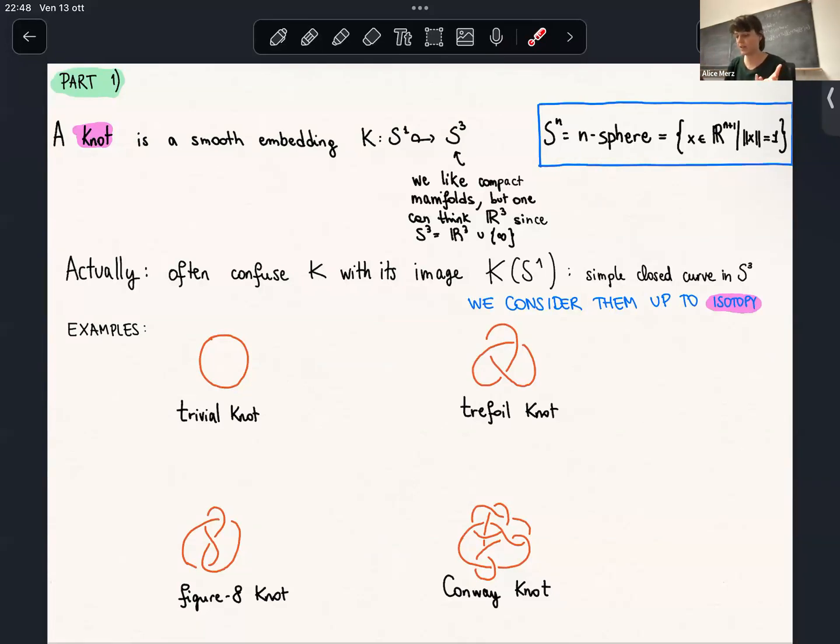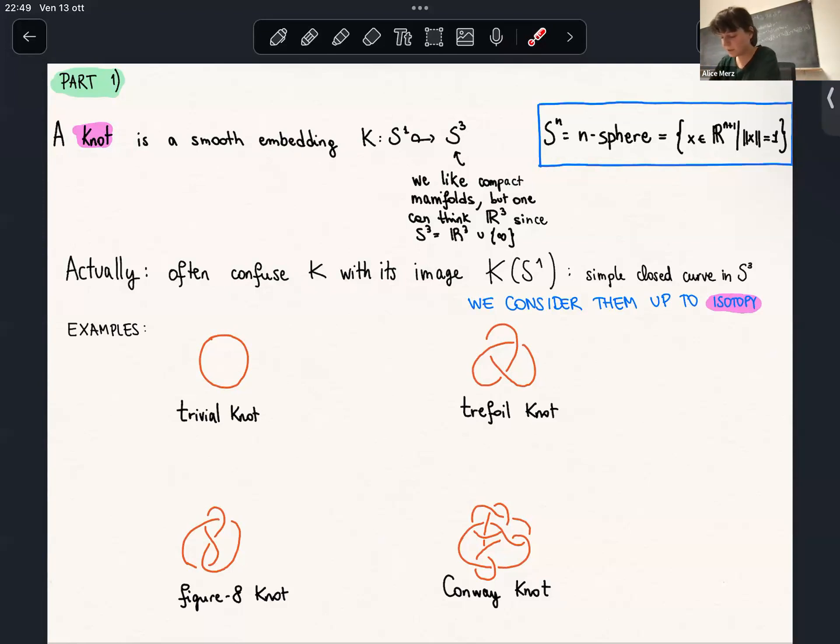So this is the definition, but most of the time I will just confuse the embedding K with its image, K of S1. So a knot is a simple closed curve in S3 in general for me. And we normally consider them up to isotopy. A definition of isotopy is a homotopy that at every time is an embedding. But roughly speaking, we can move this simple closed curve in R3 without breaking it, without making double points and so on. We can just move them around like we would in space, and this is always the same knot. We are not changing the knot.